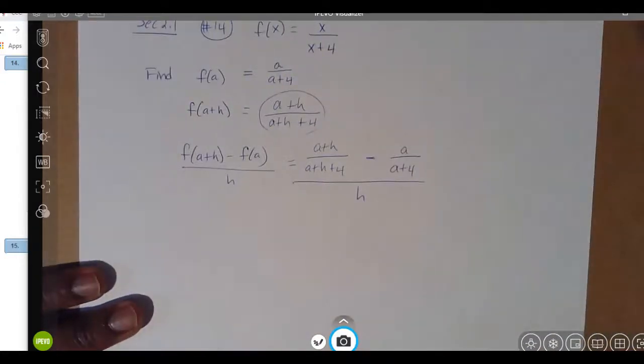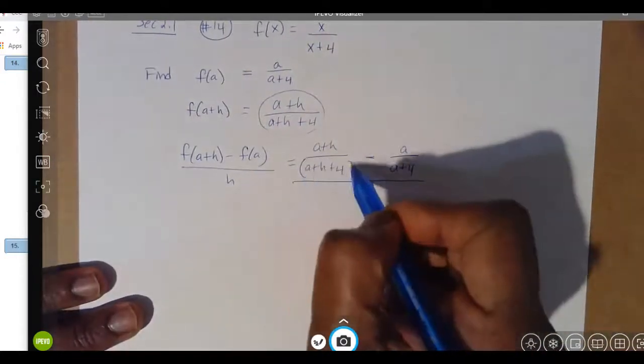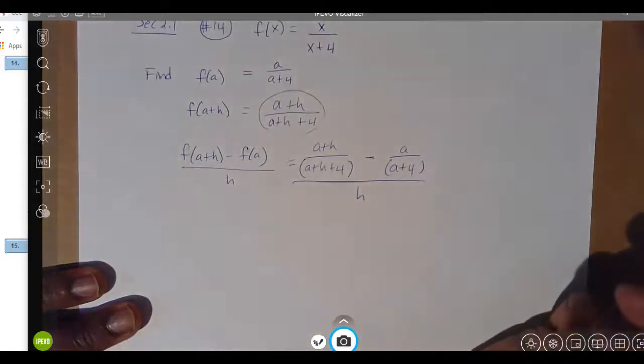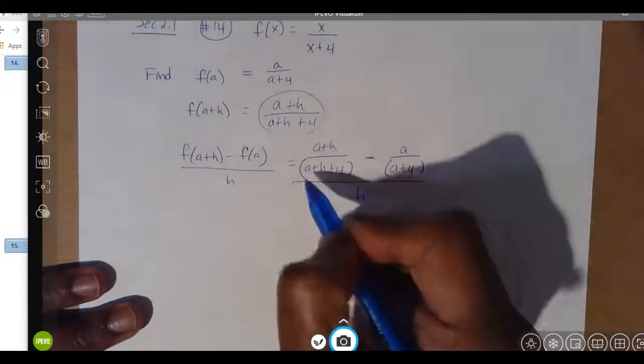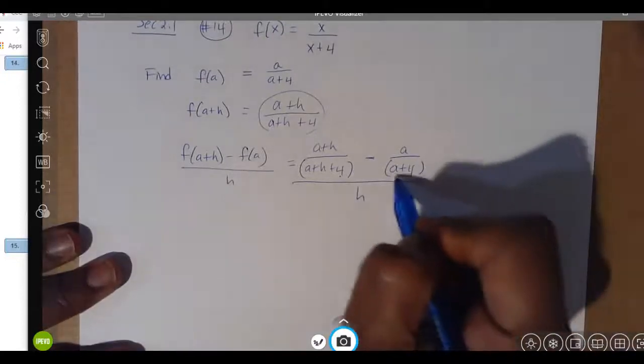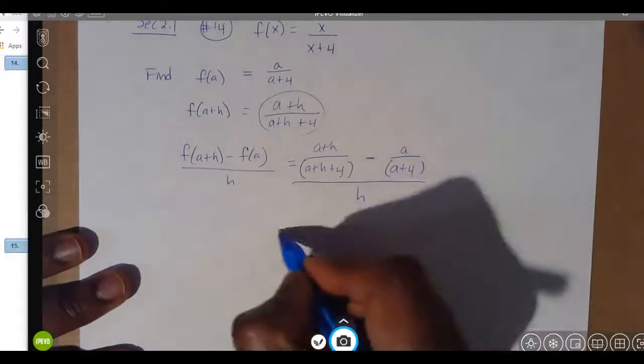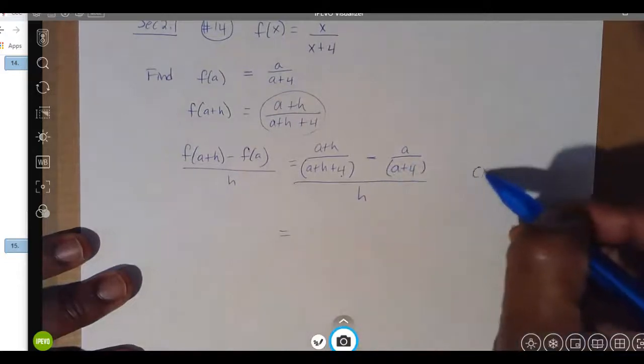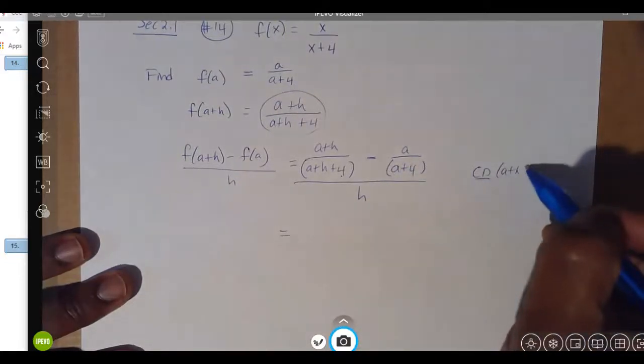Now the common denominator for the top is actually these two terms multiplied with each other, because a plus 4 and a plus h plus 4 have presumably nothing in common, because we don't know what a and h represent. They could be any number. So the common denominator is the product of both of those.